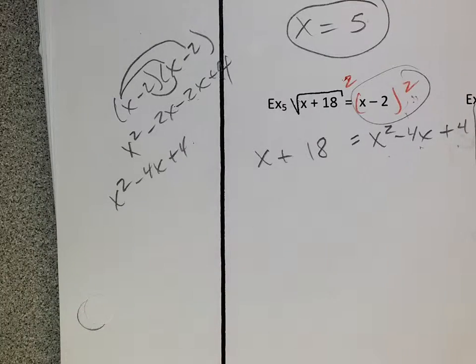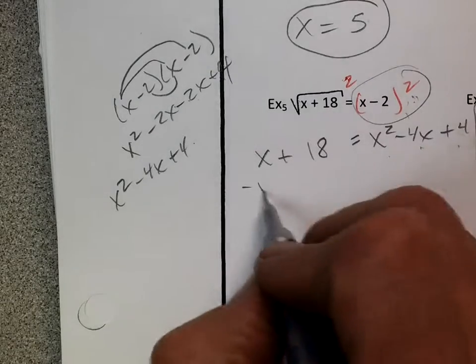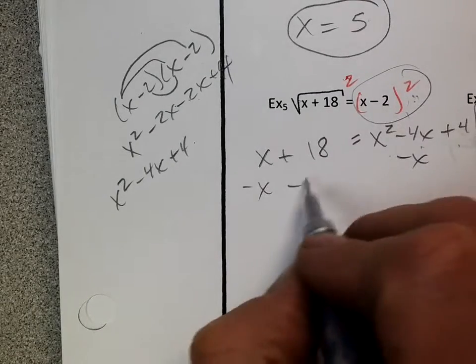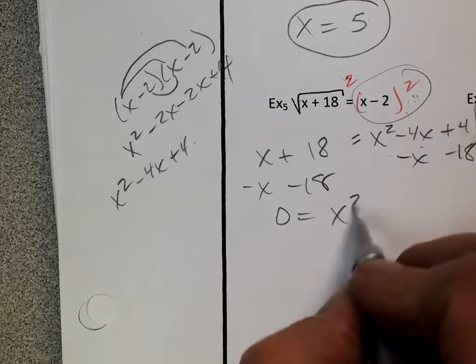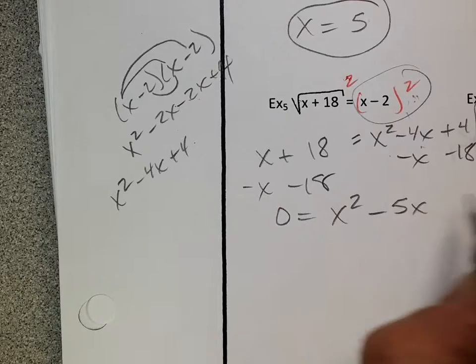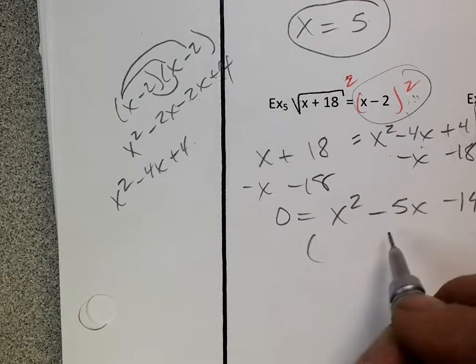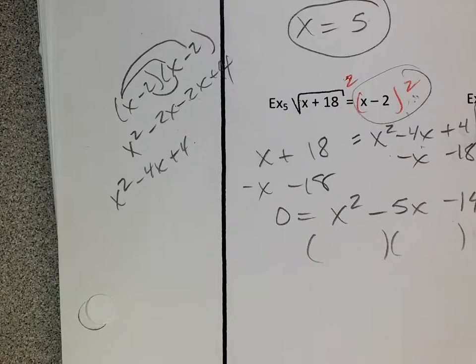Now, when I look at this, I'm going to have to deal with that F word: factor. So let's subtract x and subtract 18. Let's see what we get. We get 0 equals x squared minus 5x minus 14. And lo and behold, it looks like I'm going to have to factor, okay?